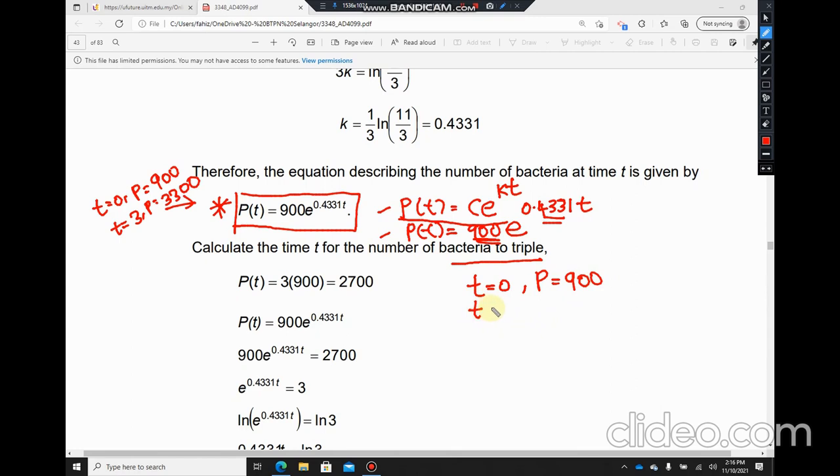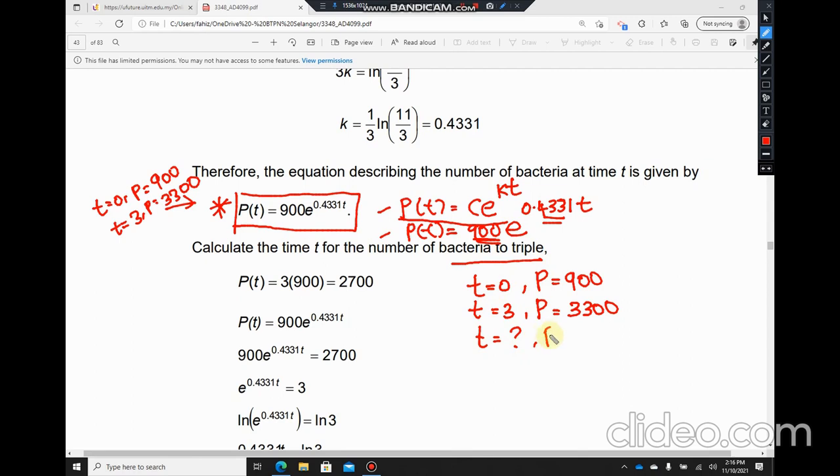Okay, bila T sama dengan 3, dia kata 3 hours later, your population is 3,300. Okay, so awak kena pandai letak soalan tu dalam bentuk information. Okay, dia kata what time, calculate the time T. Maksudnya dia nak nilai kat sini, T bila P dia jadi triple.